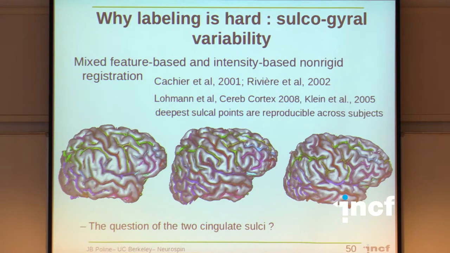And this is the reality of the variability of our cortex. Those are cortices with the labeling of some sulci, a beautiful work by Cachier and my colleagues at Neurospin. If you look at the sulcogyral variability across brains, you have a very big problem knowing how to match them. How do you match two subjects that don't have the same sulci and the same gyri? There's a very famous example in the cingulate area: some of us have two sulci and some of us have one, and you can't match that. There's no one-to-one mapping between those two structures.